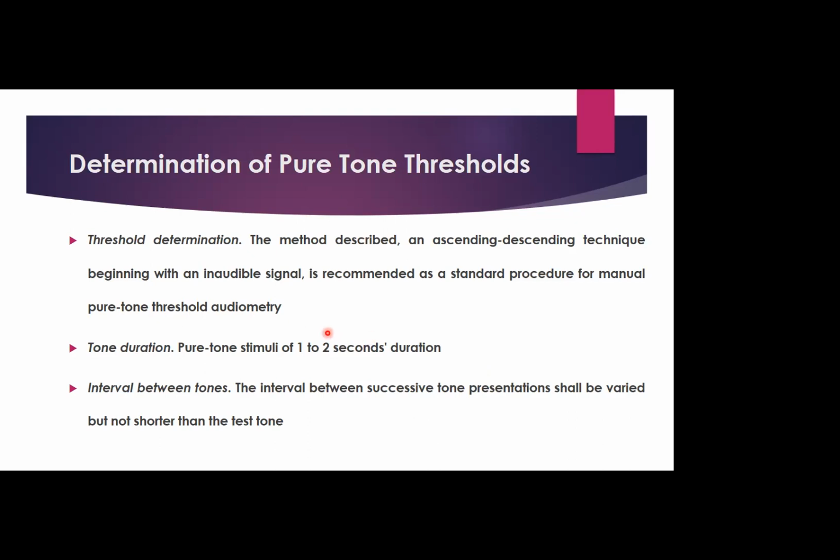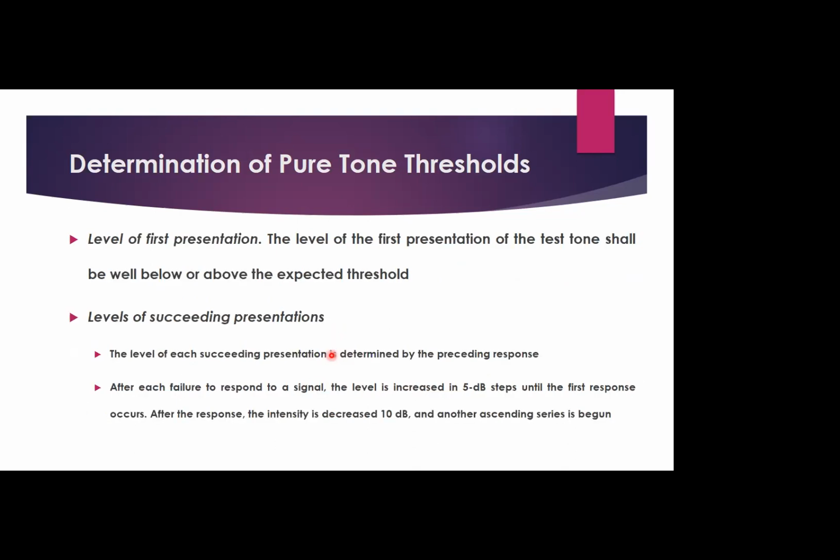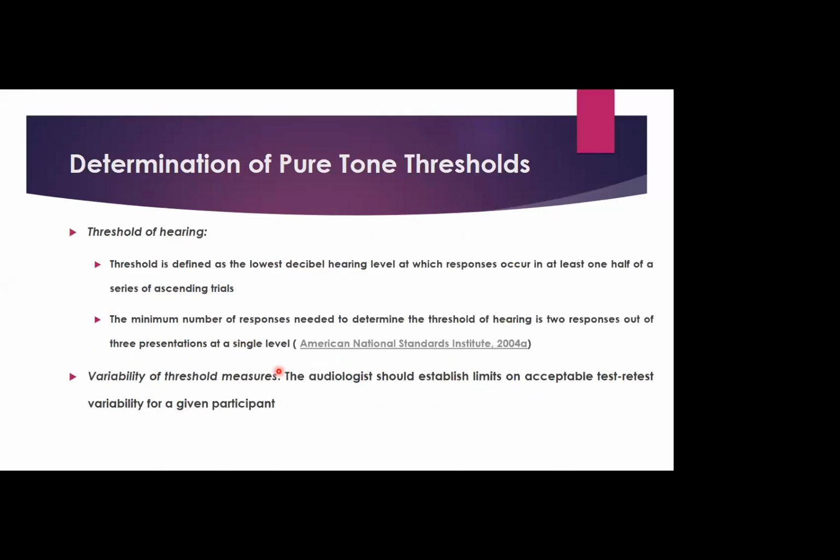The tone which is used is presented generally for about 1 or 2 seconds in duration, and the interval between the successive tones is varied but is never shorter than the test tone itself. So the first presentation can usually either be below the expected threshold or above the expected threshold. And the levels of succeeding presentations change in such a manner that if the intensity is increased, it is increased in 5 dB steps. If the intensity is decreased, it is decreased in 10 dB steps. So 5 up and 10 down. That is the technique to be followed while carrying out a threshold estimation for pure tones, whether it is bone conduction or air conduction.